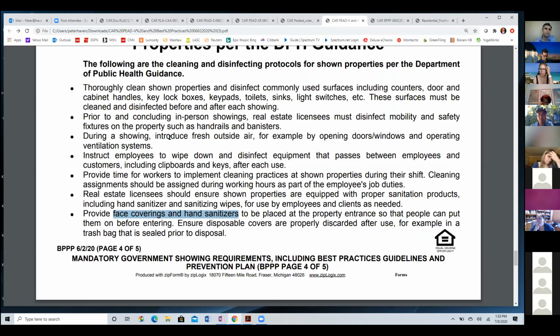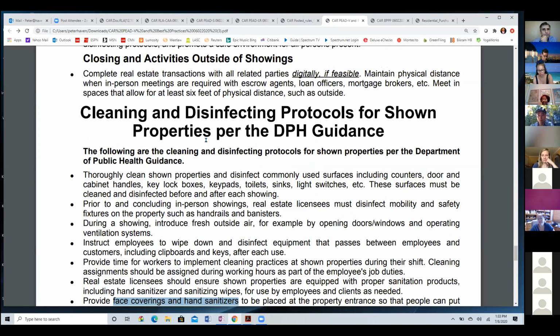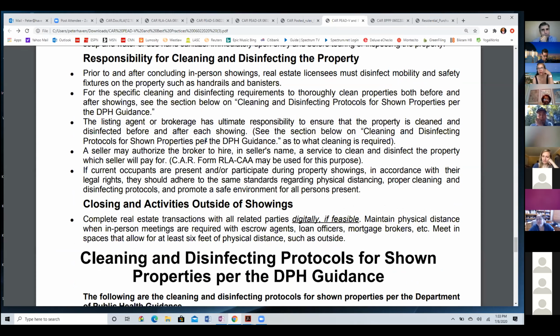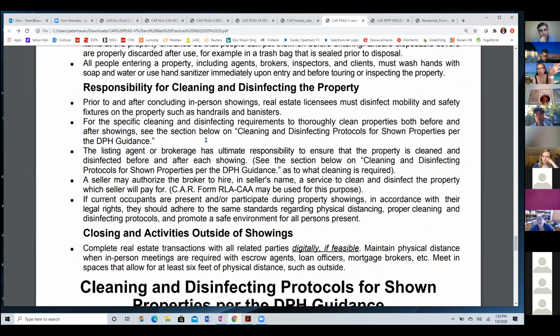Can I ask a question? Are we released from liability if? You're never released from liability. Okay. Let me rephrase that then. I post, and maybe you can't answer this because you're going directly off of this form, but we post, enter at your own risk. Basically, we will not be cleaning after every showing, and we have posted that.